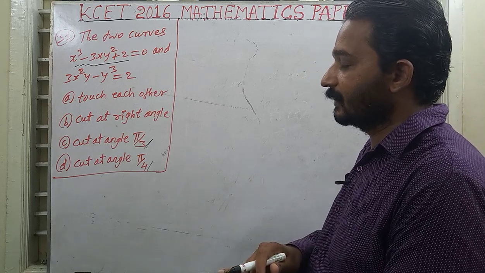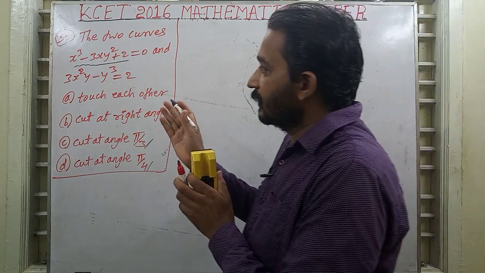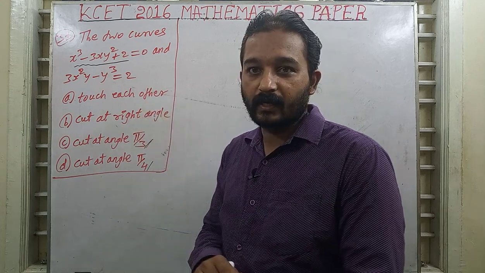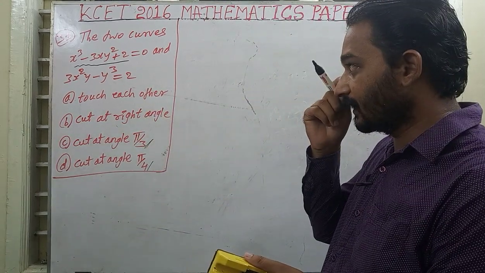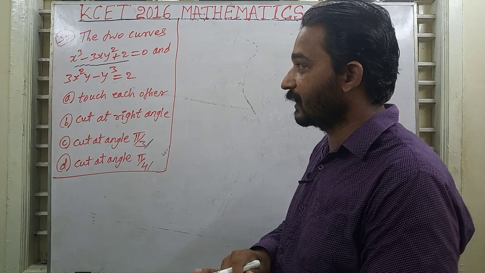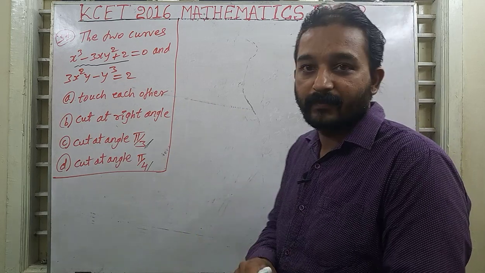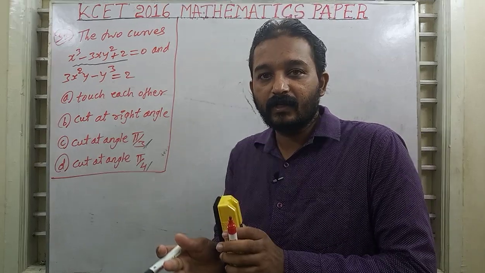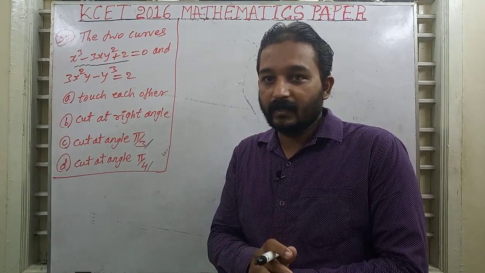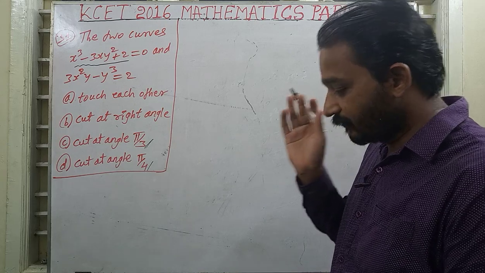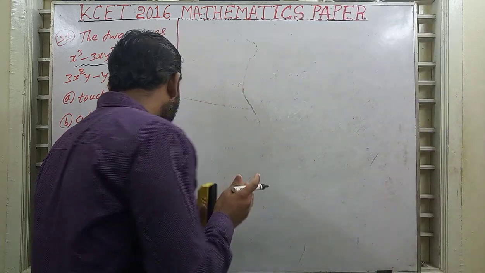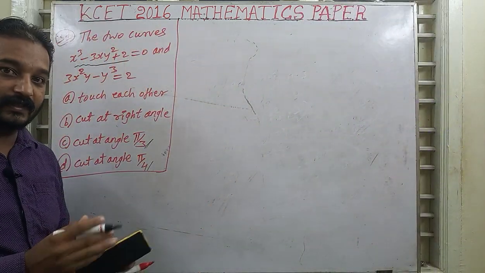tangent method. The angle between the tangents is nothing but the angle between the curves. So first we have to find the slope of the tangent. Using the slope of the tangent, find the angle between the tangents. This is nothing but equal to the angle between the curves. By using one formula: angle between the tangents is nothing but the angle between the lines in first year.